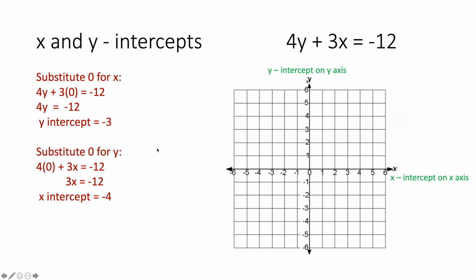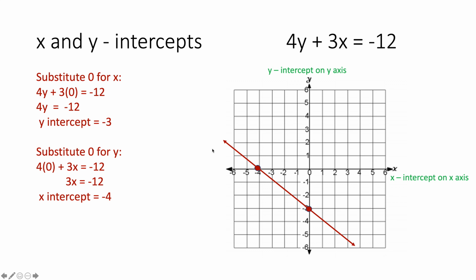The x-intercept is on the x-axis, the y-intercept's on the y-axis. As soon as I find out that the y-intercept is negative 3, I go down and touch negative 3 on the y-axis. Now, for the x-intercept, I put a 0 in for y. 3x is negative 12. Dividing by 3, x is negative 4. So I touch negative 4 on the x-axis. Draw the line that connects the two, and I've got it drawn.